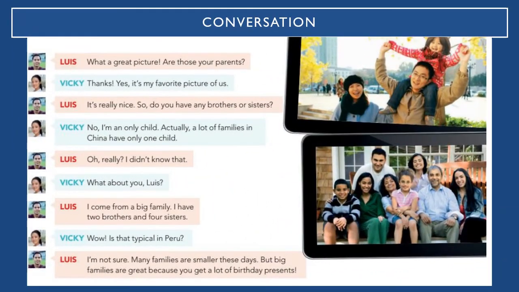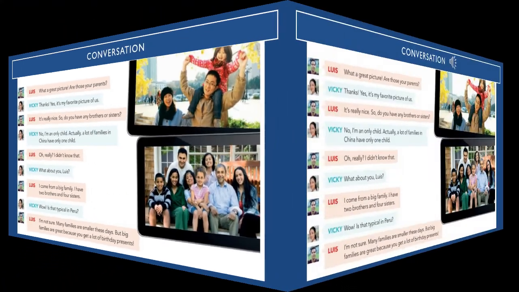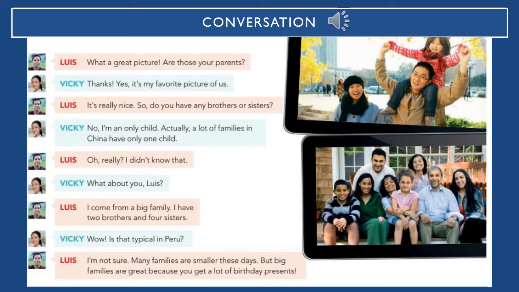Well guys, this is the second conversation for Unit 5. Here we have two friends and they are describing families in China and families in Peru. Let's listen to them. Page 33. Exercise 9. Conversation. I didn't know that. Part A. Listen and practice.